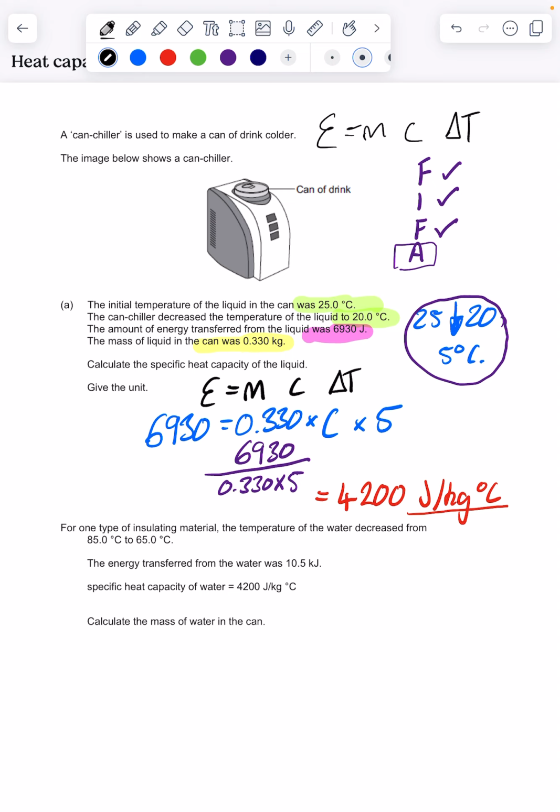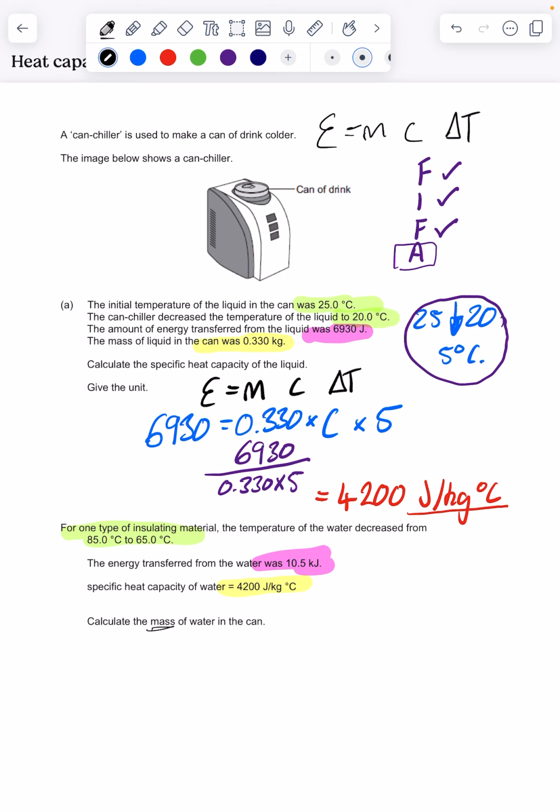The next question says, for one type of insulated material, the temperature of the water decreased from 85 down to 65. So there's our temperature change. The energy transferred was 10.5 kilojoules, and we are given the heat capacity. What we've got to do is calculate the mass.